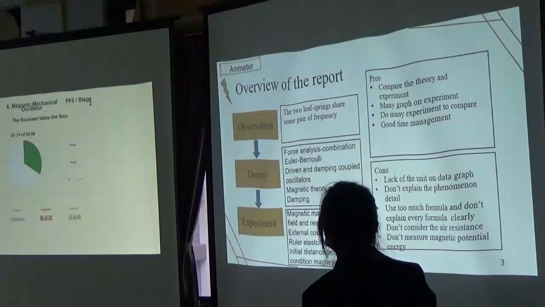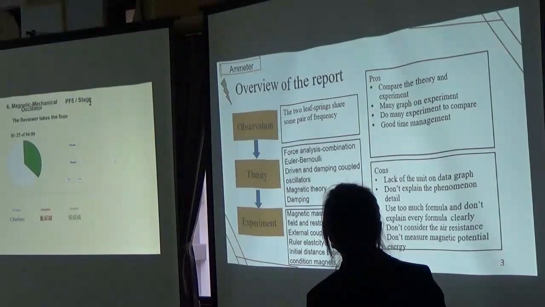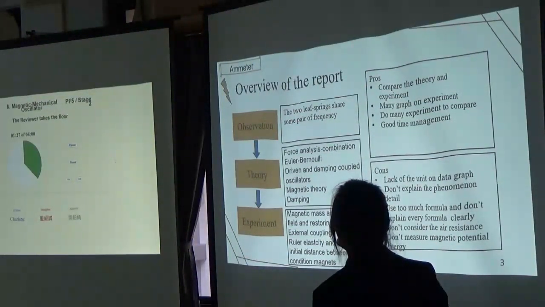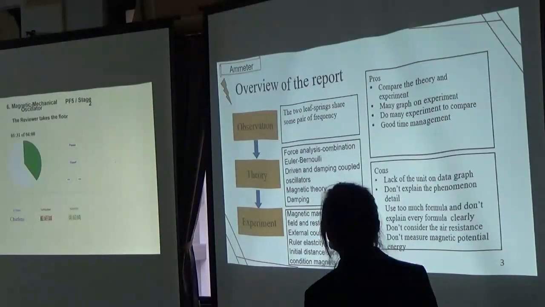They put units on the data graphs but don't explain the phenomenon in detail, and use too many formulas without explaining every formula clearly. They don't consider the air resistance, and don't measure the magnetic potential energy.